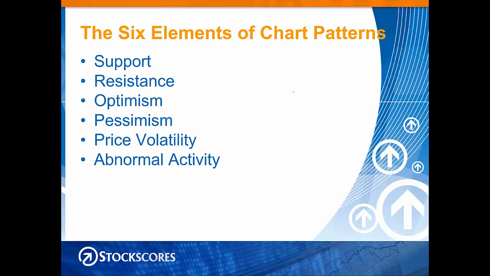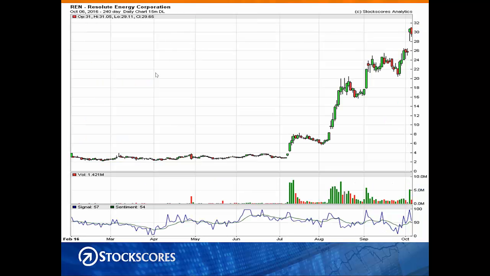Now we take those inflection points and we draw lines across them to identify support, resistance, optimism, pessimism, price volatility. Abnormal activity is the one thing that we're going to do a little differently. So we're going to go back to those charts now, and I'm going to explain support, resistance, optimism, pessimism, price volatility, and abnormal activity. So to begin, support.